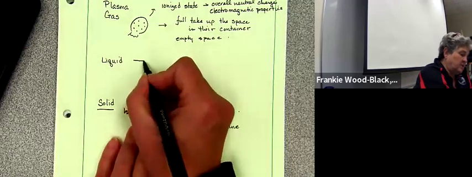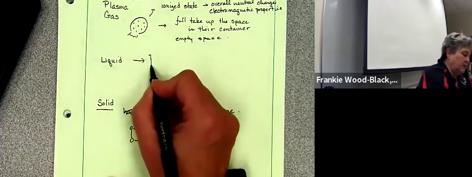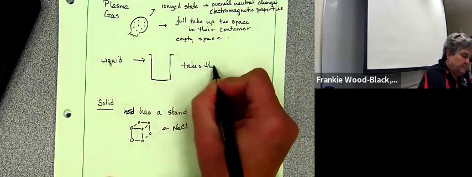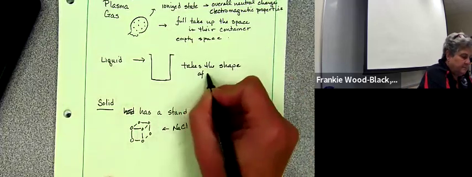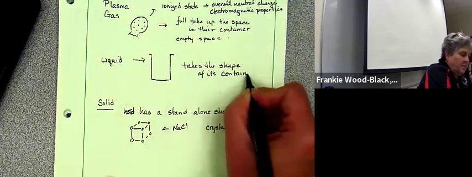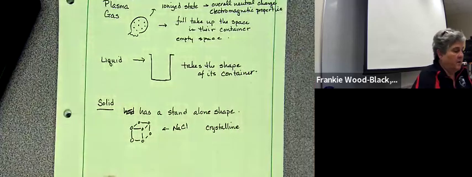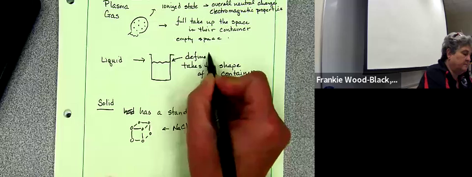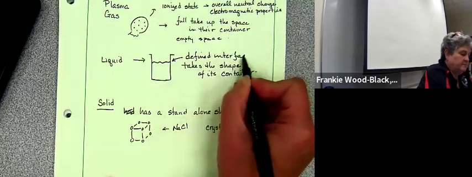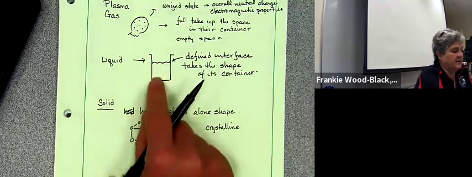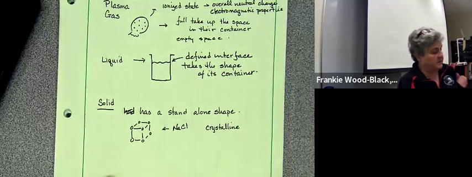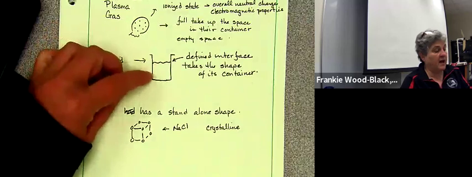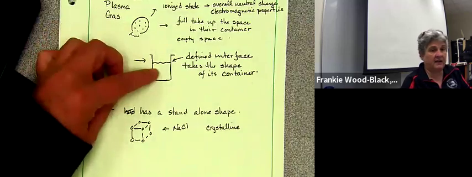Now, liquids are a little interesting. Okay. Typically, we think of a liquid, it's going to take the shape of its container. But we've just used that definition for a gas. What makes liquids different is that we get an interface. They're going to have a defined interface. And we're going to see that there's going to be some interaction between the individual components. In my gases, I don't get that interaction between the individual components. So I can tell the difference between a gas and a liquid because of that defined interface.